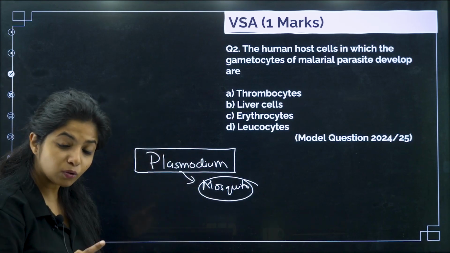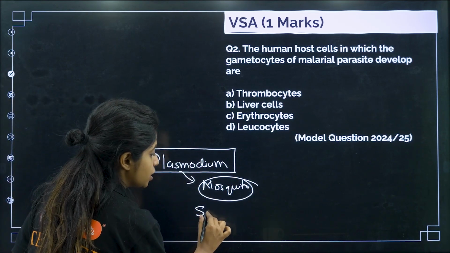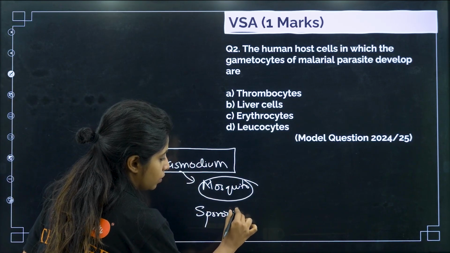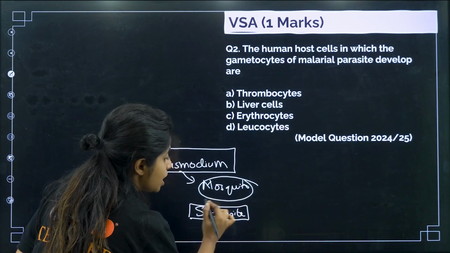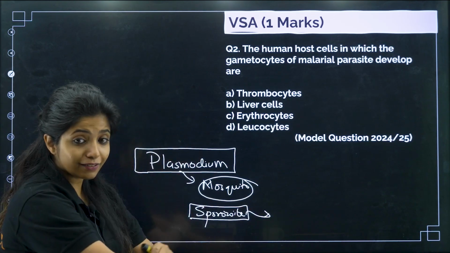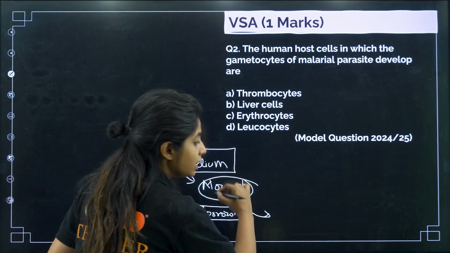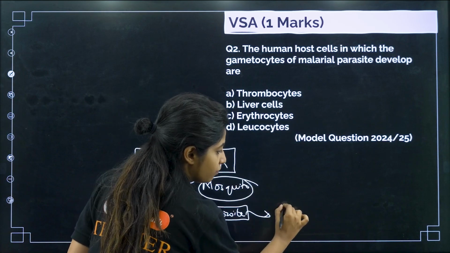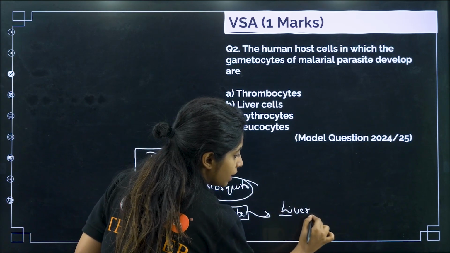Okay, and now the mosquito will be making something that is known as sporozoite, which it gives to us when it bites us. So in our body we have sporozoites. Initially, where, children? Where does this sporozoite go? It goes to the liver.